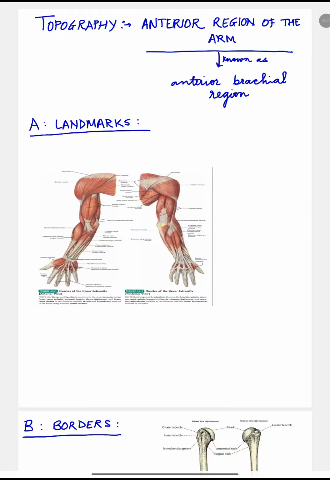Hello everyone. So we start the new topic, topography, anterior region of the arm. The anterior region of the arm is also known as the anterior brachial region. So first we will learn about the landmarks. What are the landmarks of the anterior region of the arm?